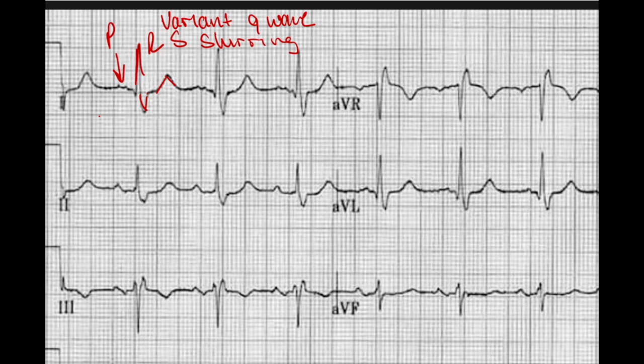In lead 2, we have that positive P wave. We have a dominant R wave. We have a little bit of slurring S wave. On the eye, it looks like we may have ever so slight ST depression. But our T wave is upright, and that's exactly how it should be.